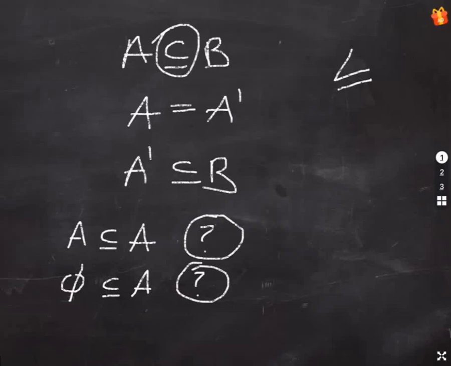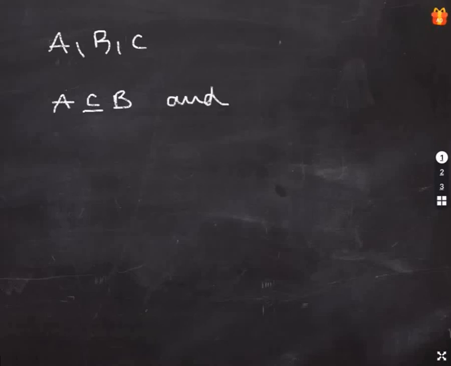We'll carry on now with a proposition. Sets are partially ordered. If you have three sets, A, B, and C, and A is a subset of B, and B is a subset of C, then A is a subset of C.